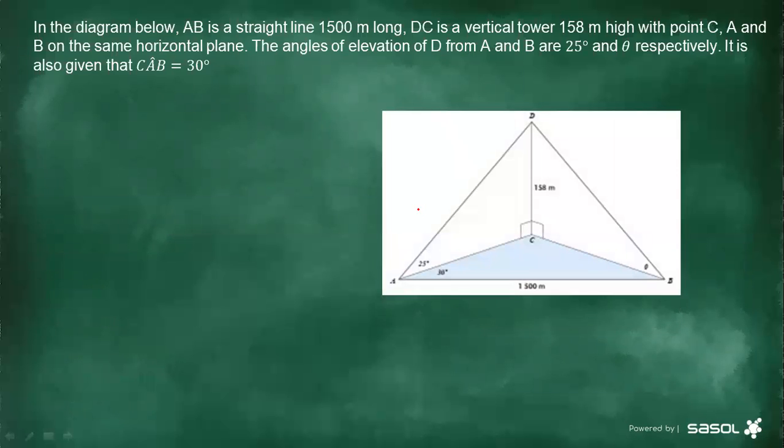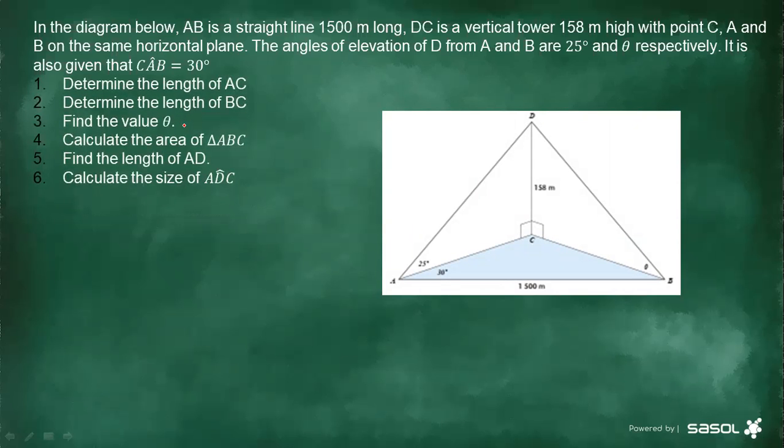All right, in the diagram below, AB is a straight line. We can see AB is a straight line, 1,500 meters long, and this is a vertical tower, 158 meters high, with the point C. A and B are on the same horizontal plane. The angles of elevation of D from A and B are 25 degrees and theta respectively. It is also given that angle CAB equals 30 degrees.